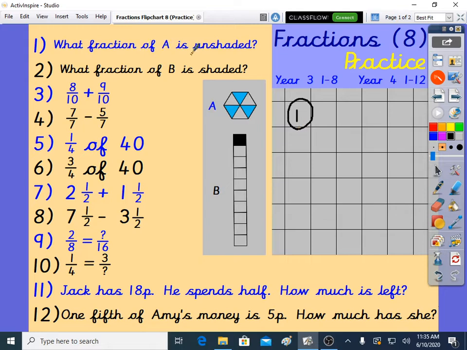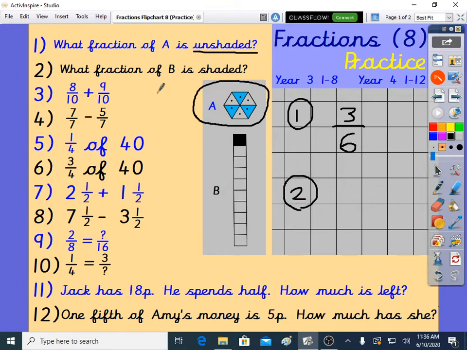What fraction of A is unshaded? There's A. What fraction of it is unshaded? Well, 1, 2, 3 bits are unshaded. Let's see how many bits are all together. 1, 2, 3, 4, 5, 6. So 3/6 is unshaded. Some of you might know that that's the same as a half.